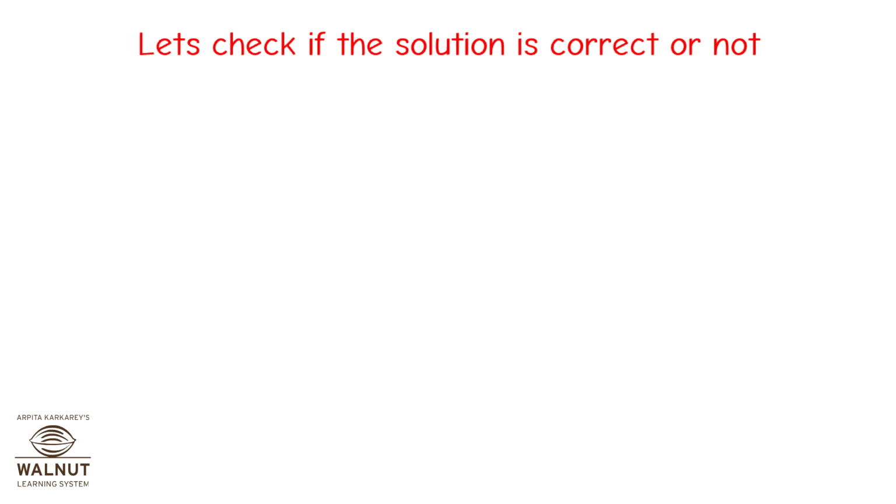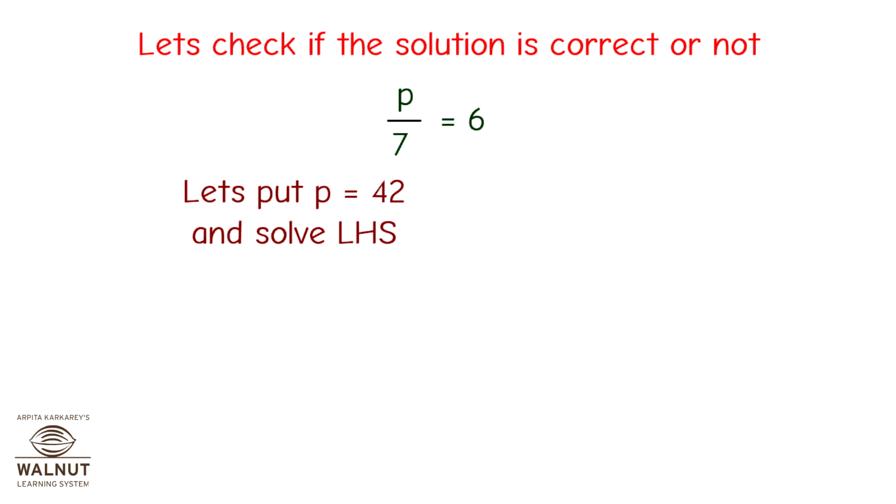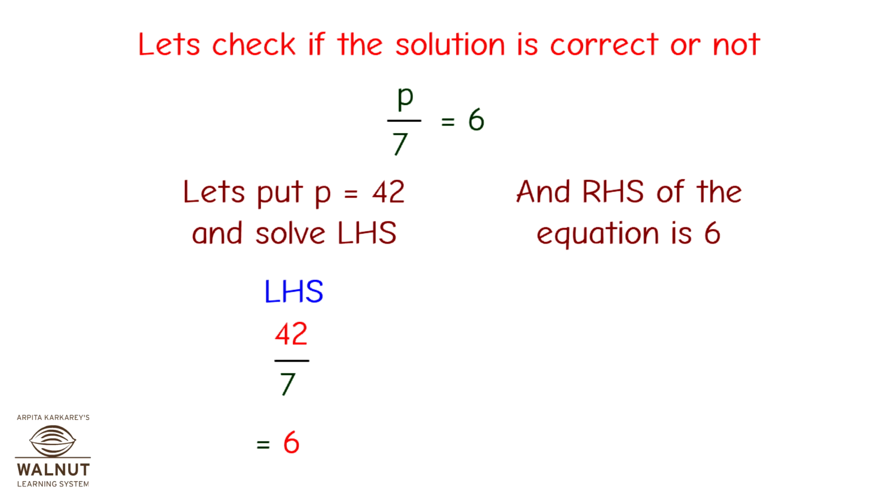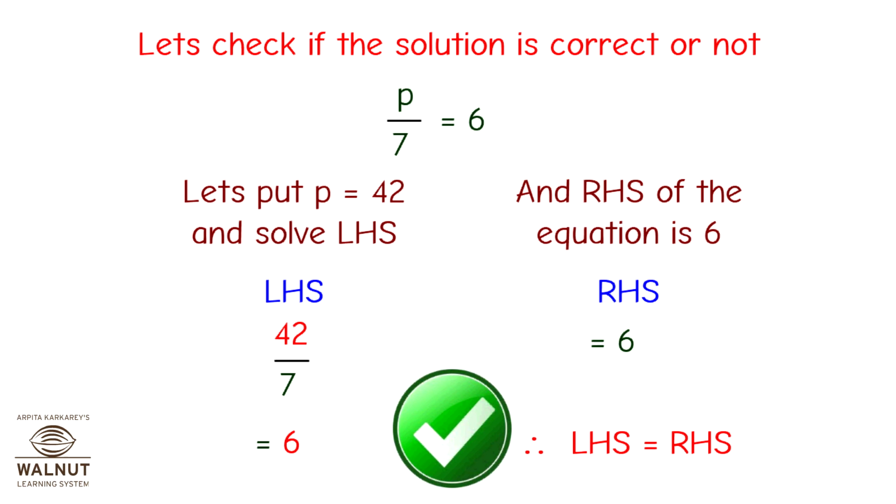Let's check if the solution is correct or not. P upon 7 is equal to 6. Let's put P is equal to 42 and solve LHS. LHS, 42 upon 7 is equal to 6 and RHS of the equation is 6. RHS is equal to 6. Therefore, LHS is equal to RHS. Hence, the answer that we have found out is correct.